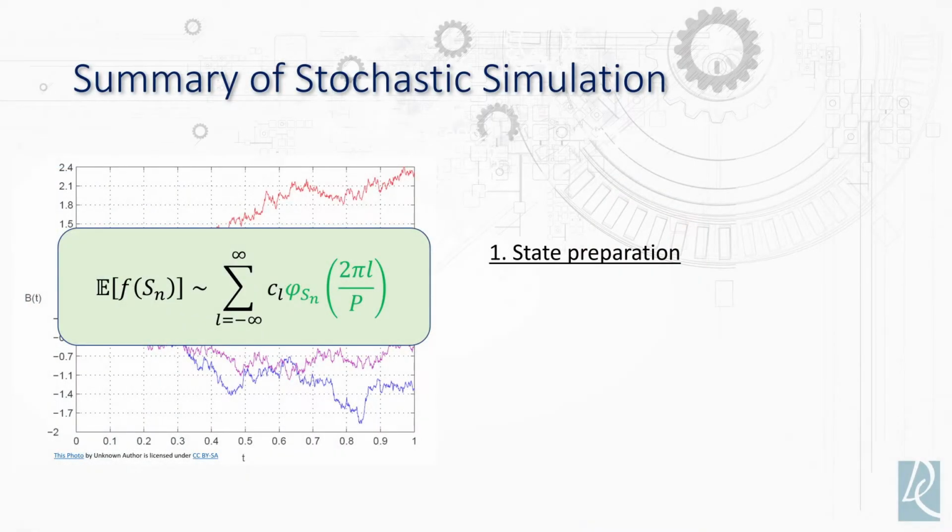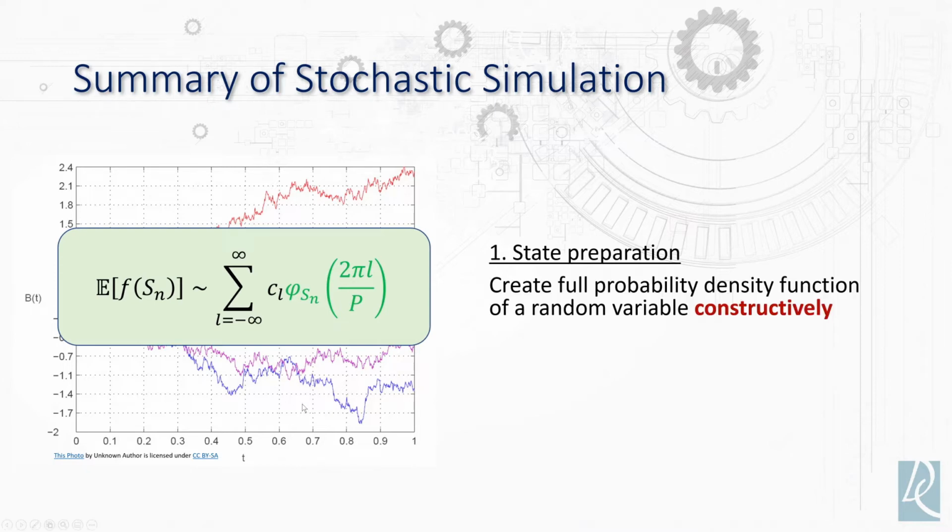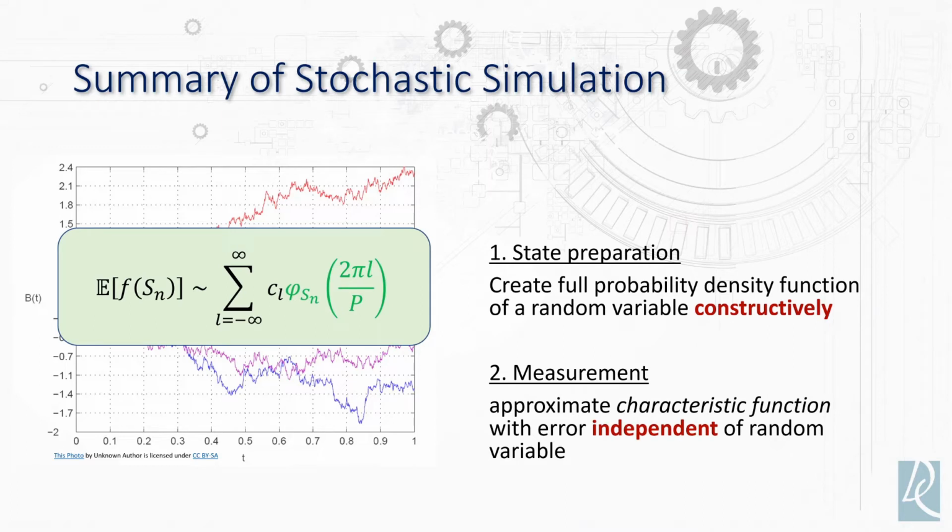Now our work is divided in two parts. The first part is about state preparation. Indeed, we want to show that we can create the full probability density function of a random variable constructively. In the second step, we talk about measurement. An approximate characteristic function with an error independent of the random variable is calculated and then used.